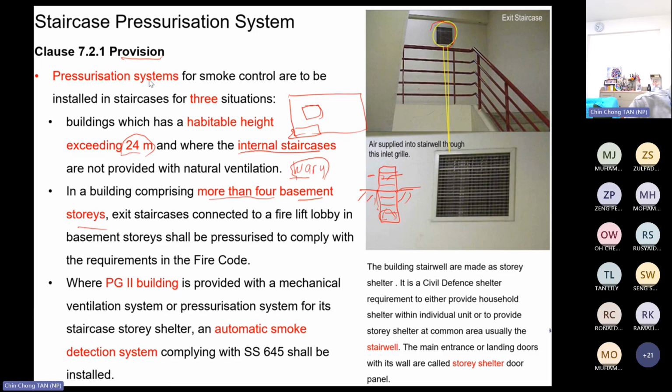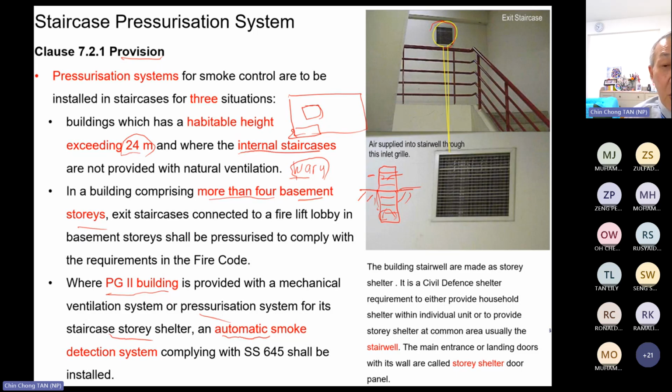This one is very unique. This one is talking about your condominium. Now, condominium, you see, in our HDB, we have each HDB house as a bomb shelter, right? Now, in condos, they may use their staircase as a shelter. So when you use your staircase as a bomb shelter, then the rule says that you must have a smoke detector at the entrance there.